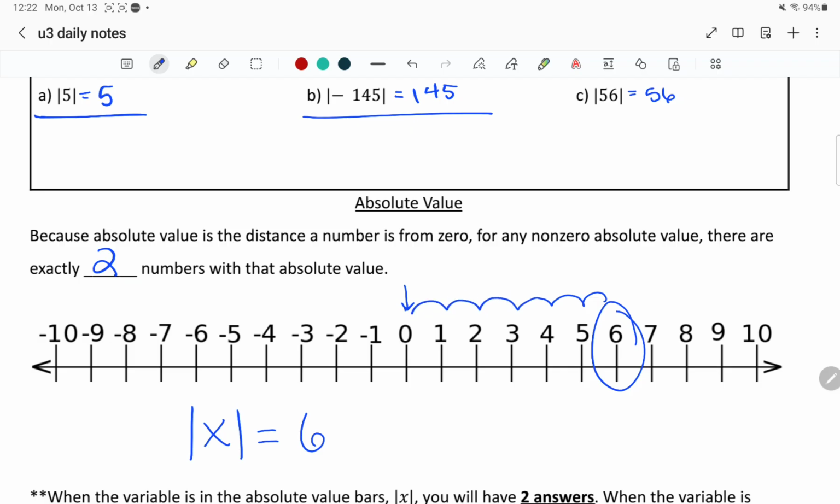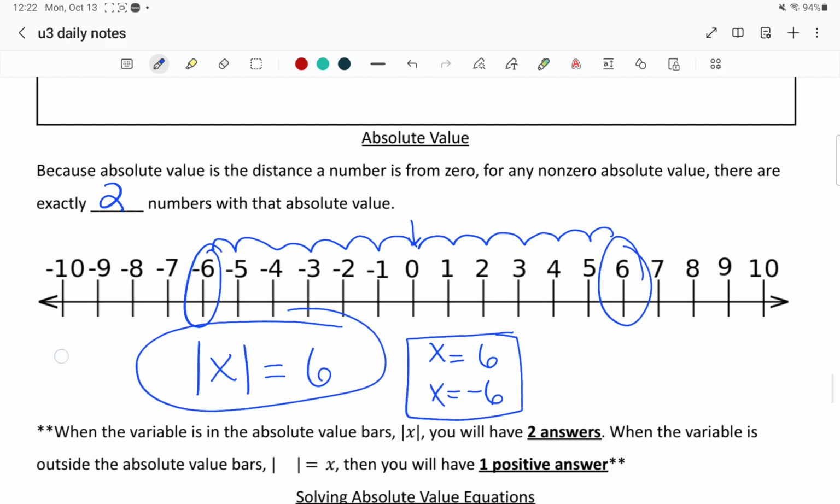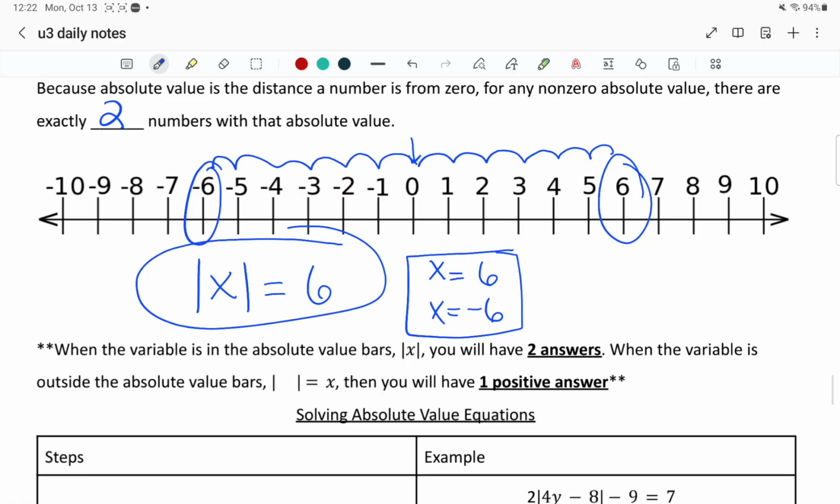But I can go the other way too. 1, 2, 3, 4, 5, 6. Negative 6 is also 6 steps from 0. So I can get 2 answers every time I have something like this. They get a little bit more complicated than that, but everything else is what we're used to. We're used to solving for x. But we need to understand that we can have 2 answers now, the negative answer and the positive answer, because negative 6 and 6 can both be x.